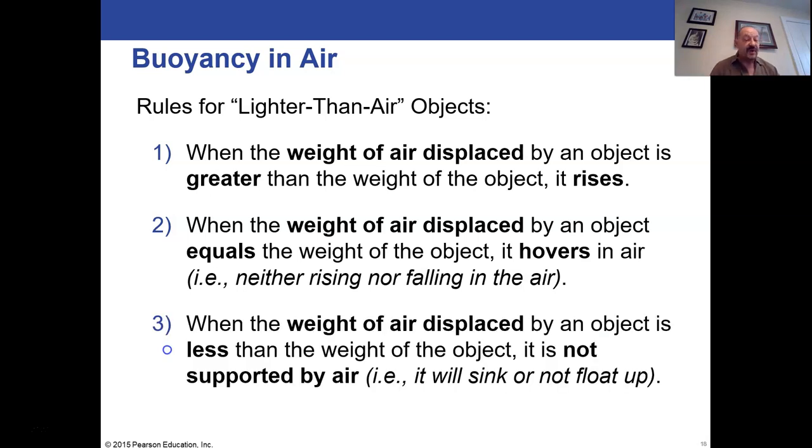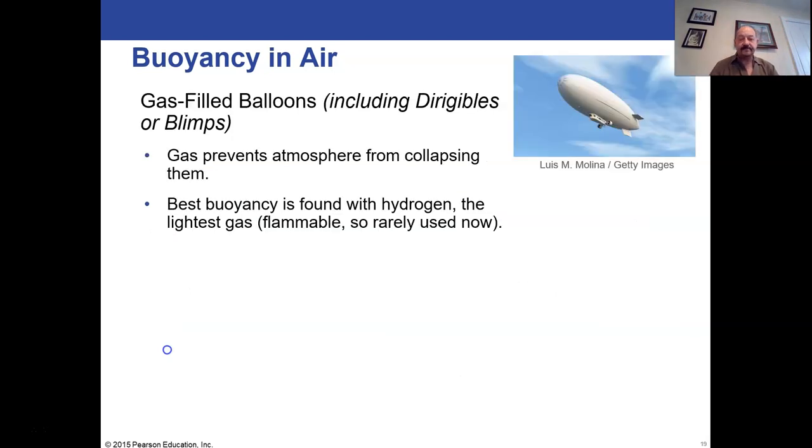And then the third situation is when the weight of the air, in other words, the buoyant force, the weight of the air that's displaced by the object, is less than the weight of the object. So it's not supported by the air. Well, that means if the object's already on the ground, it's not going anywhere. It's not lifting up. And if the object's already in the air and this happens, it's going to start to sink. It's going to start to fall and accelerate downwards because the force of gravity is greater than the force of the buoyancy of the air pushing up.